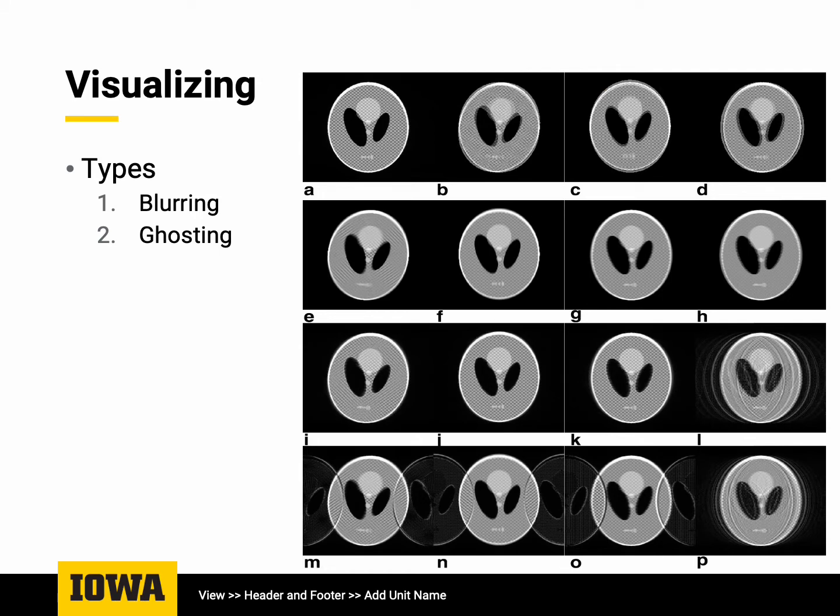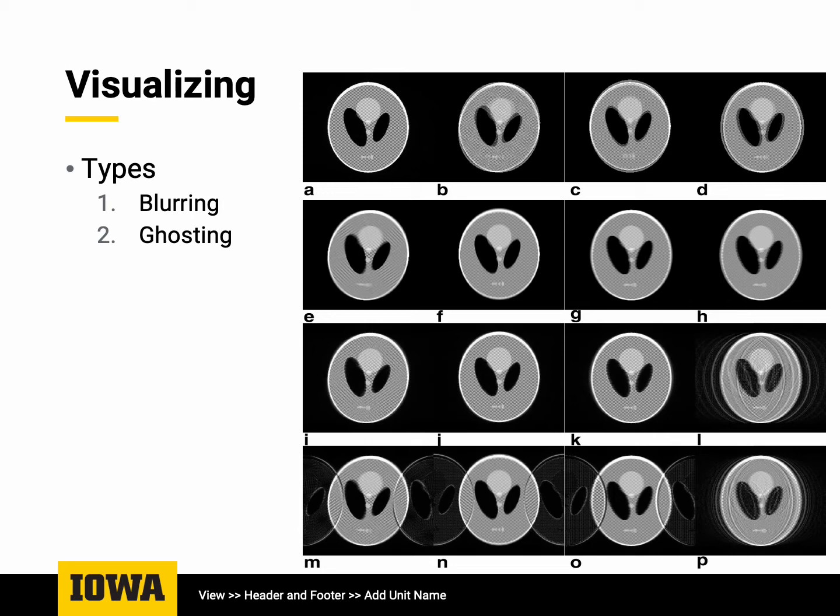Some of the artifacts that are seen through motion are blurring and ghosting. Blurring, obvious by its title, the edges become blurred, but ghosting is seen in images G, N, and O, or at least prevalently, where you can see a replication of the entire image. It's akin to the wraparound aliasing, but it's not the same.